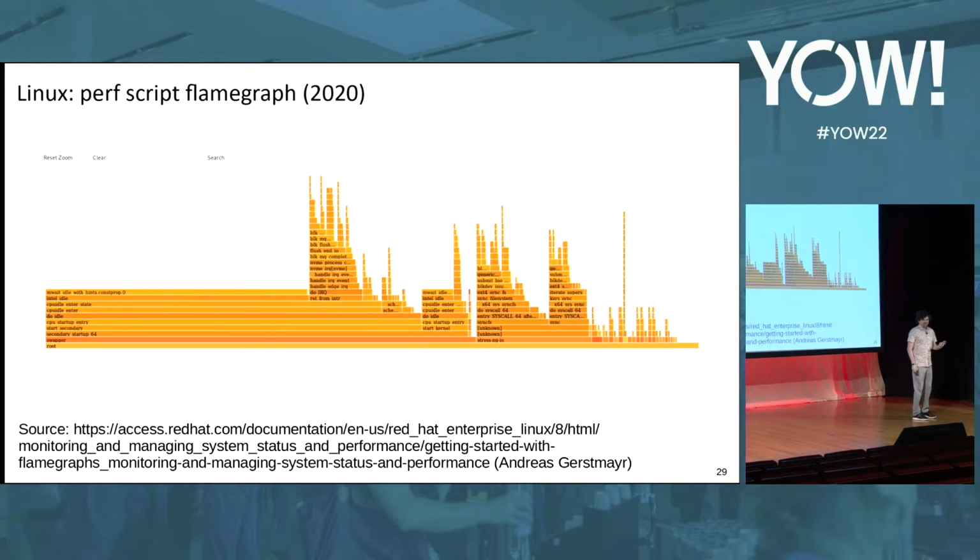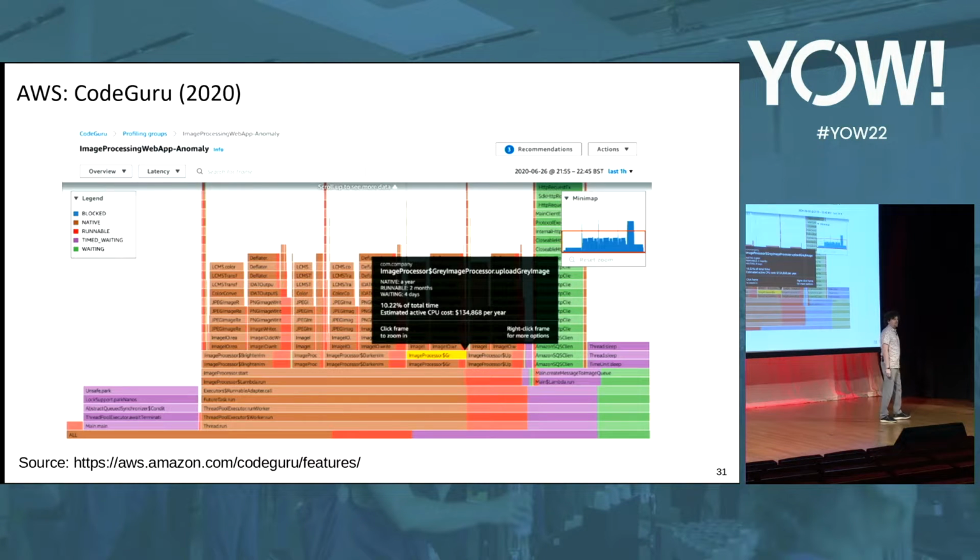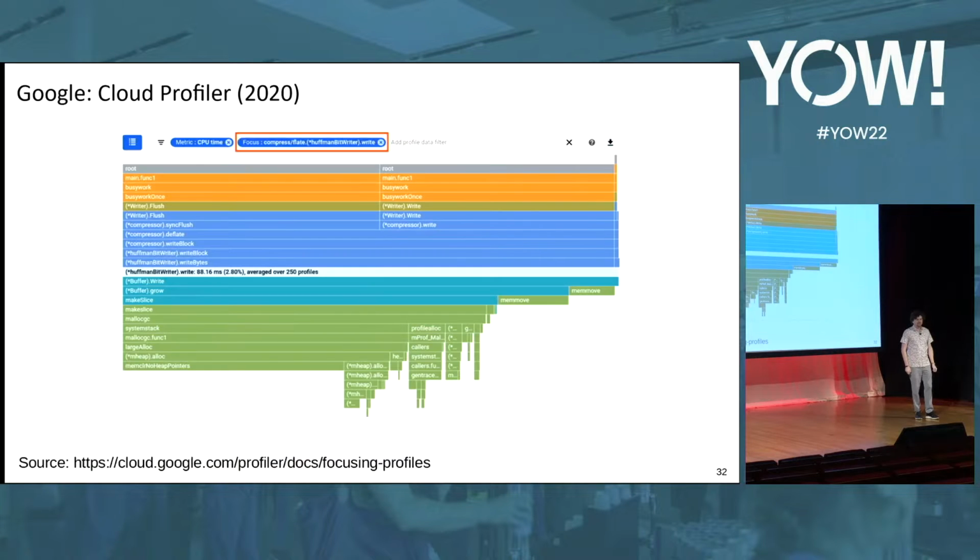Linux finally added it to perf, which is the standard utility in Linux. So you can run perf script flamegraph, and it will spit it out. Thanks, Andi and Red Hat, for getting that done. It's in MATLAB, which kind of surprised me, but there you go. AWS has a service to sell it, CodeGuru, to do optimizations. So does Google.